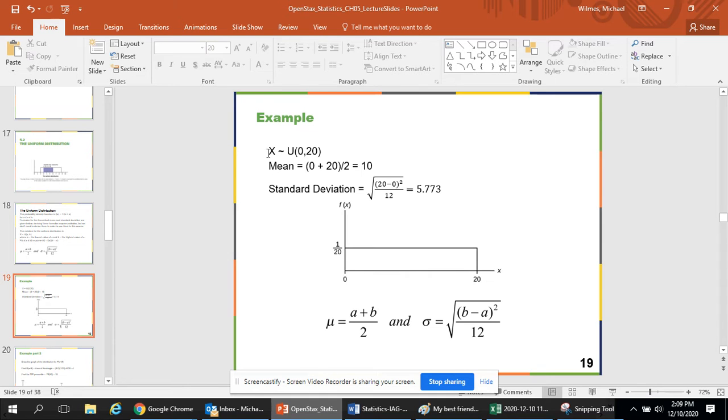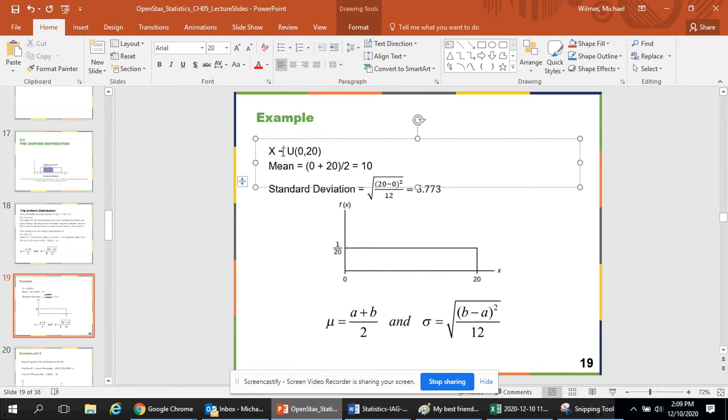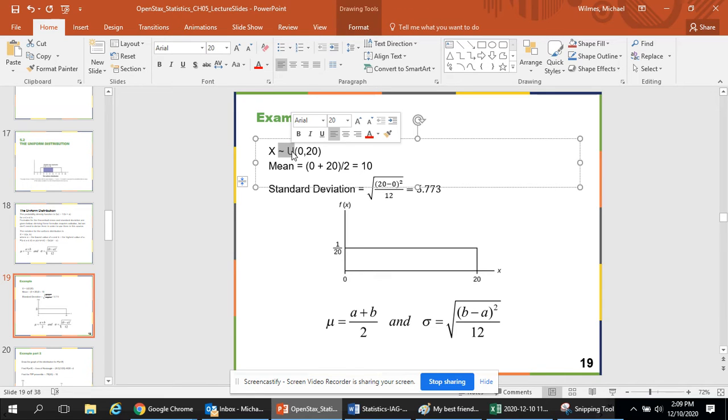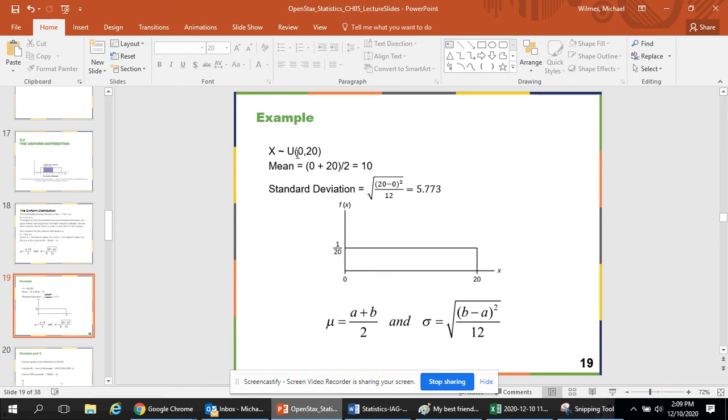So this is how we write it. X is represented, this little approximation sign, by U, which stands for a uniform distribution. And then the parentheses are going to mark our starting and end point. So 0 to 20. So a uniform distribution from 0 to 20. And if this was from 0 to 10, it wouldn't have a height of 1/20th, it would have a height of 1/10th. If it was from 0 to 5, it would have a height of 1/5.